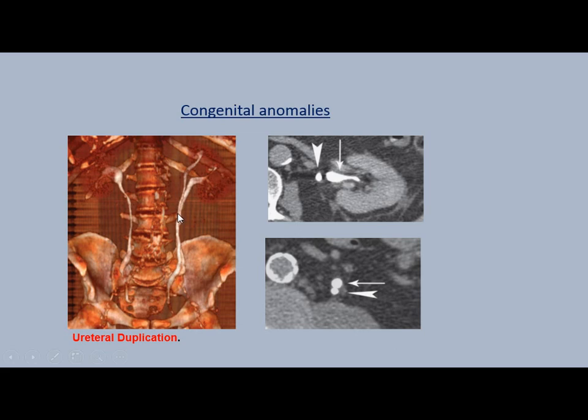Regarding congenital anomalies, we will try to discuss one of the most common congenital anomalies of the urinary tract or the pelvic calyceal system, which is duplication. Duplication of the pelvic calyceal system can be complete or incomplete. Here in this 3D reformatted CT urography, we see there are two pelves which did not unite. It is a complete duplication of the pelvis down to the ureter.